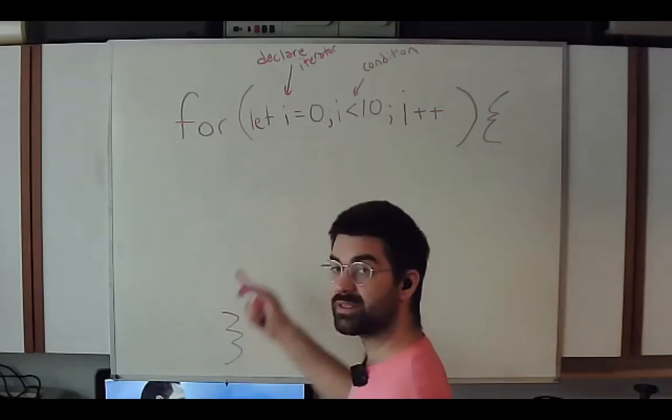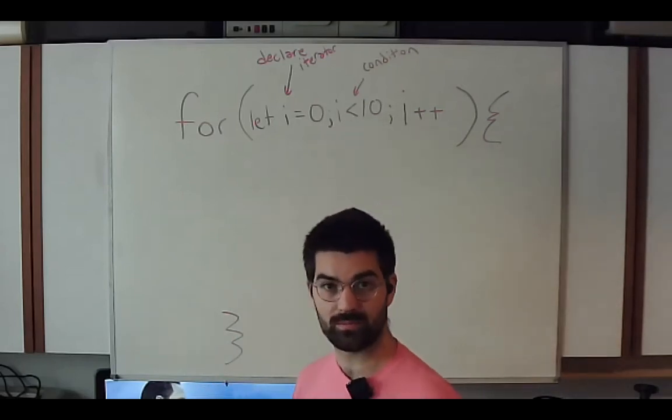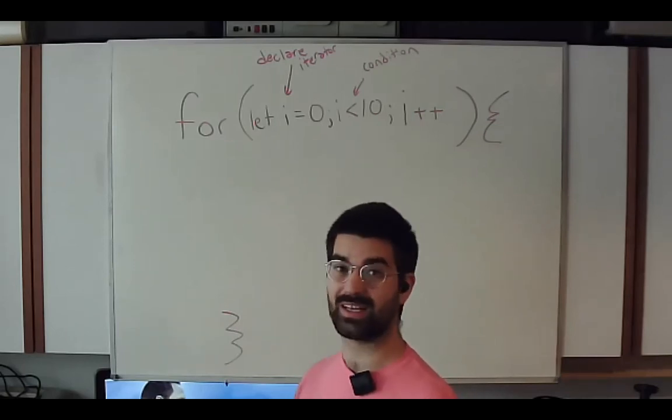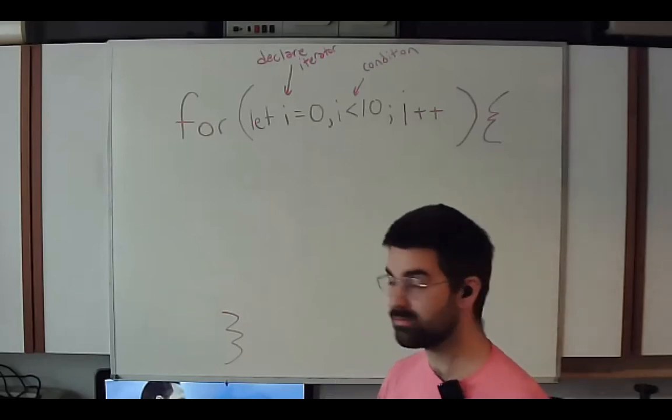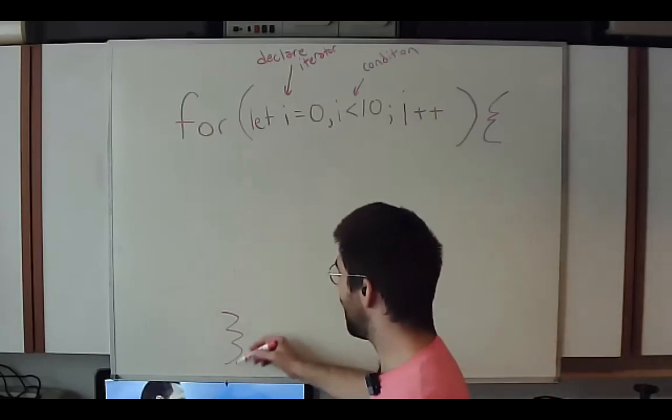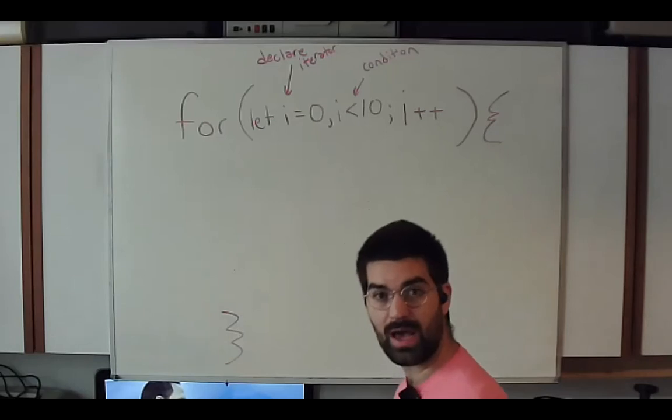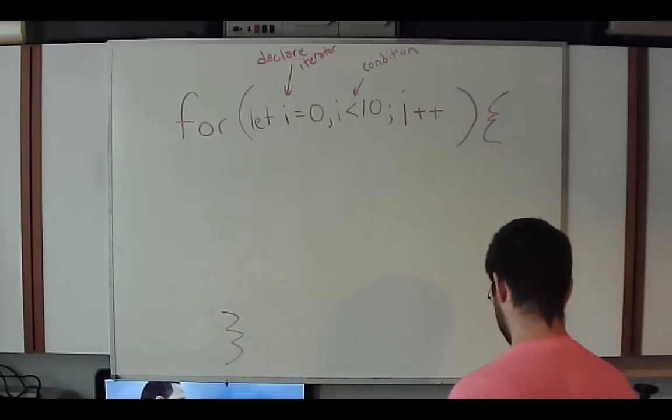Is 10 less than 10? No. 10 is equal to 10. 10 is not less than 10. So this condition is not satisfied. The code does not run, and then we move on to whatever lines of code happen afterwards.